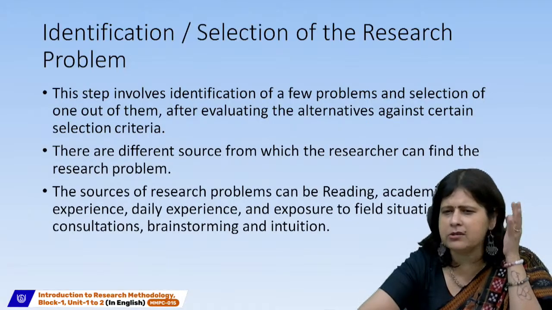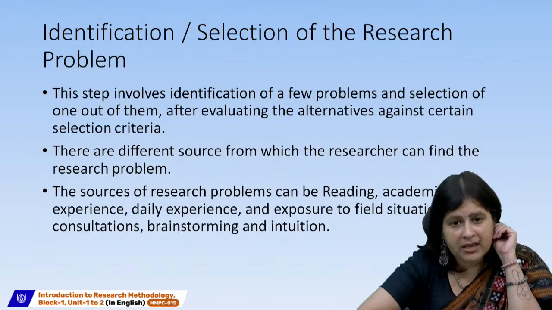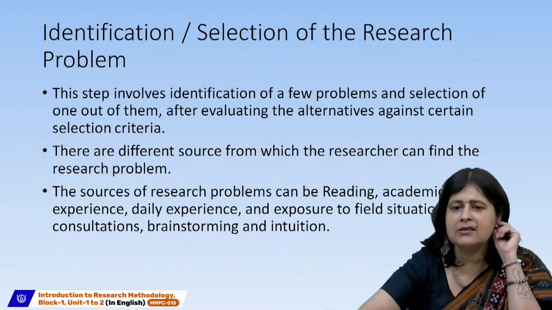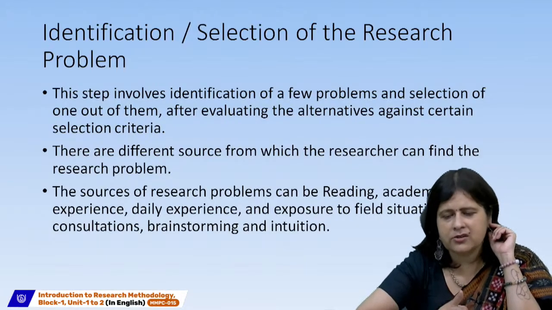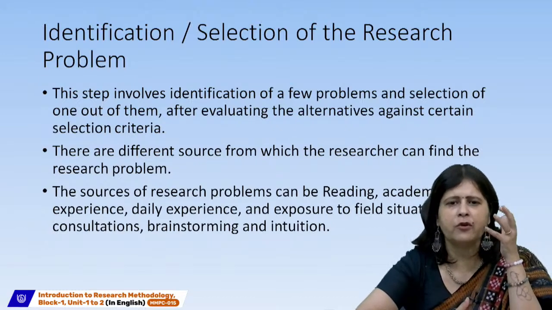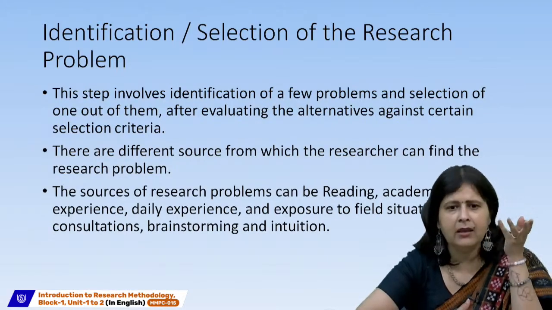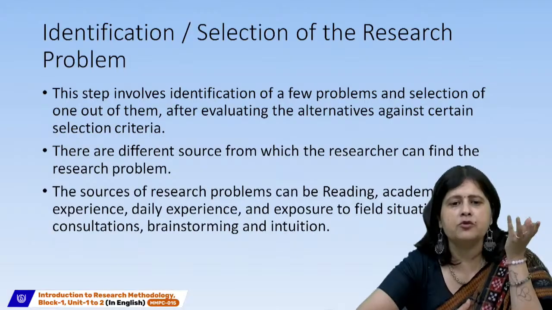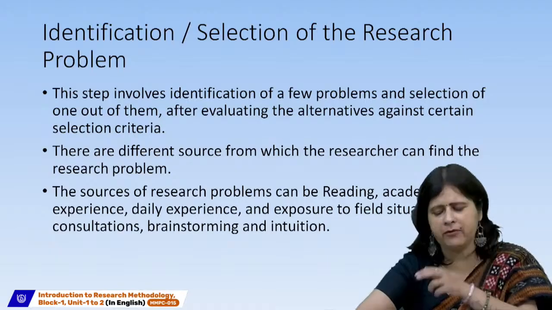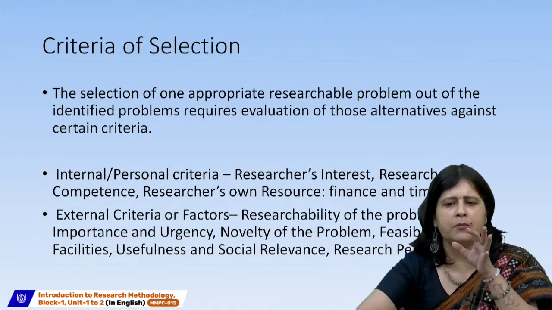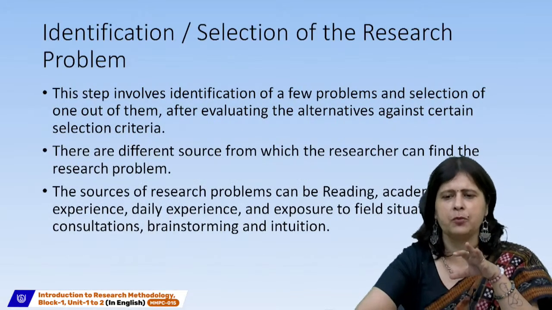Right, you can find out the research problem from various sources, like reading, academic experiences, daily experiences, exposure to field situations, brainstorming, intuitions, and consultations. All these are ways from which one can get the research problem. They are the different sources, right? So, it is very important to identify or select the research problem.